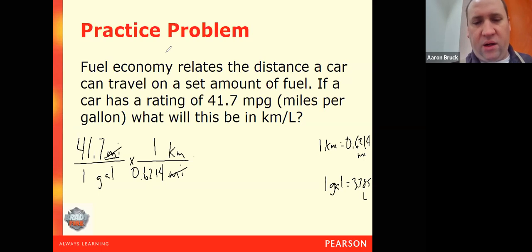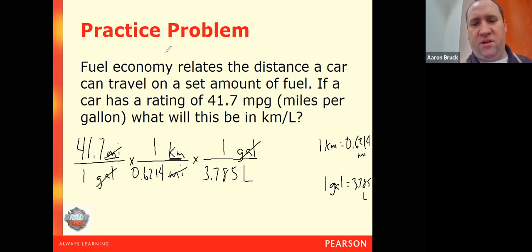In the denominator, I've got gallons. So I need gallons in the numerator to cancel it out. Liters in the denominator. 1 gallon, 3.785 liters. Gallons will cancel out. I end up with kilometers in the numerator, liters in the denominator, which is exactly what I wanted.